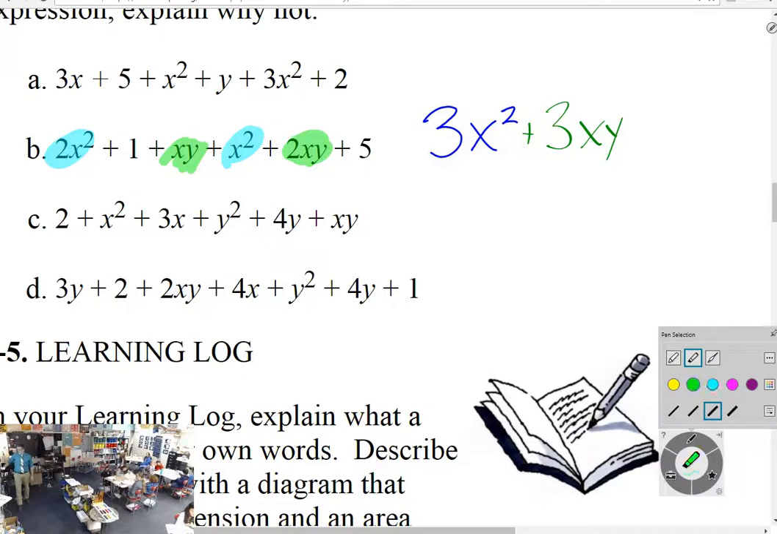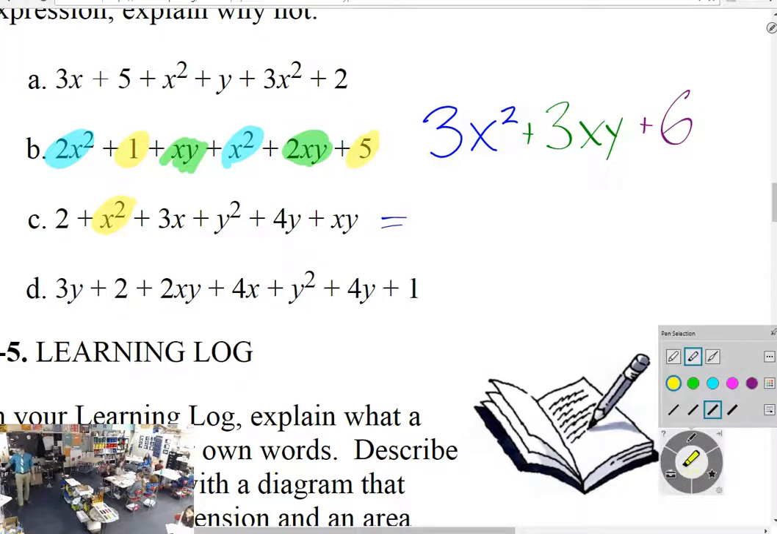And then I have a 1. Does that group with anything? A 5. Any questions on how we got there? On C, if you want to start and look for things in order, start with one of your squares, x squared or y squared. So if I start with x squared, do I have anything to add with it?